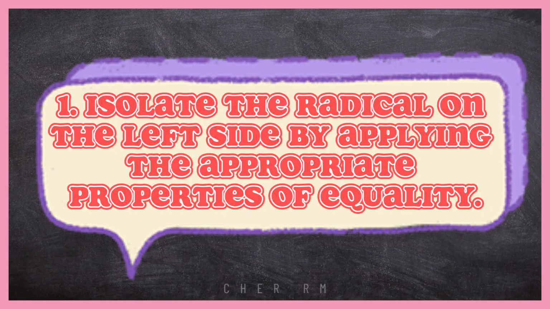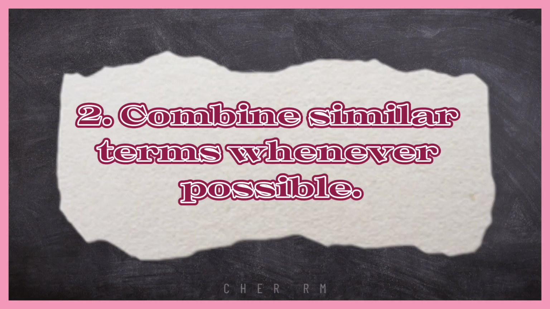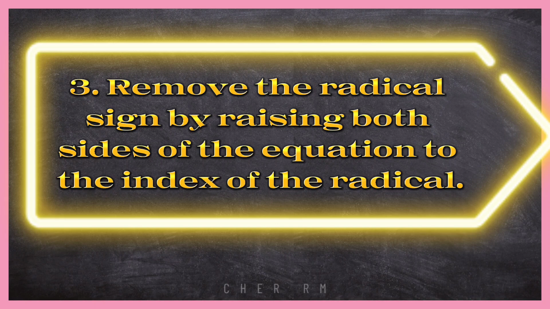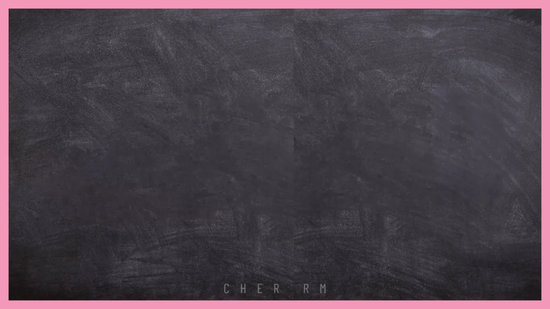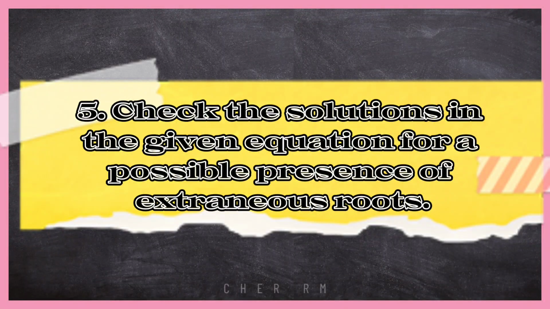Number 1. Isolate the radical on the left side by applying the appropriate properties of equality. Number 2. Combine similar terms whenever possible. Number 3. Remove the radical sign by raising both sides of the equation to the index of the radical. Then number 4, solve the resulting equation. Then number 5, check the solutions in the given equation for a possible presence of extraneous roots.